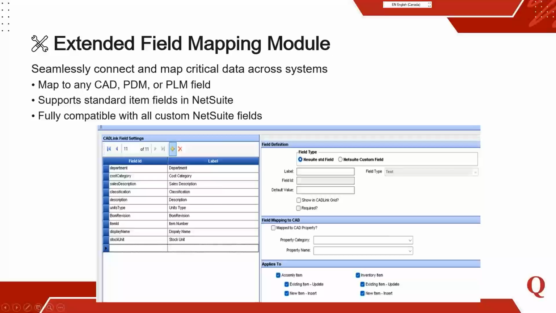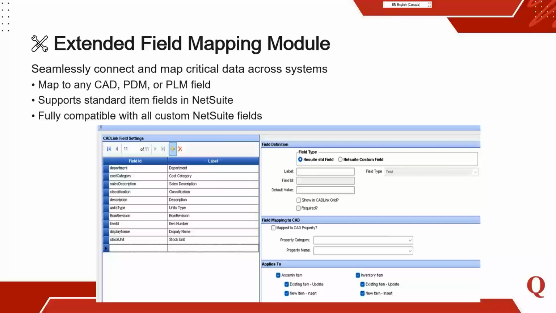It supports all of the standard NetSuite item fields. So you can think of things like cost category, departments, unit of measure, different descriptions like a sales description versus purchasing description. It also allows you to map to any custom NetSuite field through the field mapping settings. So it doesn't have any coding requirements.